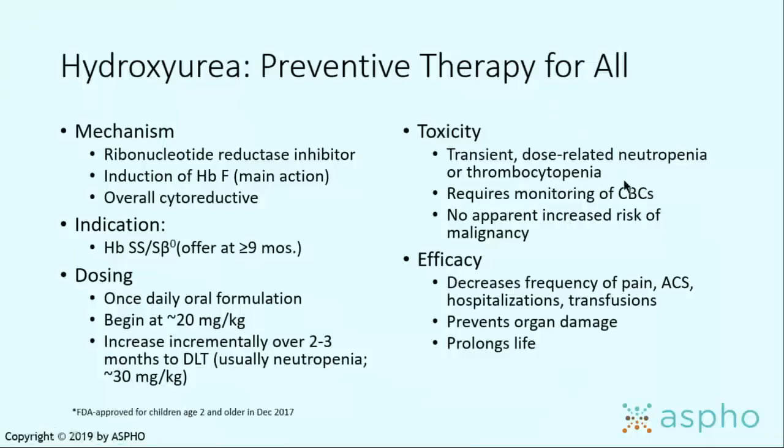Primary toxicities are transient, some dose-related neutropenia and thrombocytopenia. You do have to monitor CBCs. There's no apparent risk of increased malignancy. And it's very efficacious. It decreases frequency of pain, acute chest syndrome, hospitalizations, and transfusions, prevents organ damage, and we think that it prolongs life.